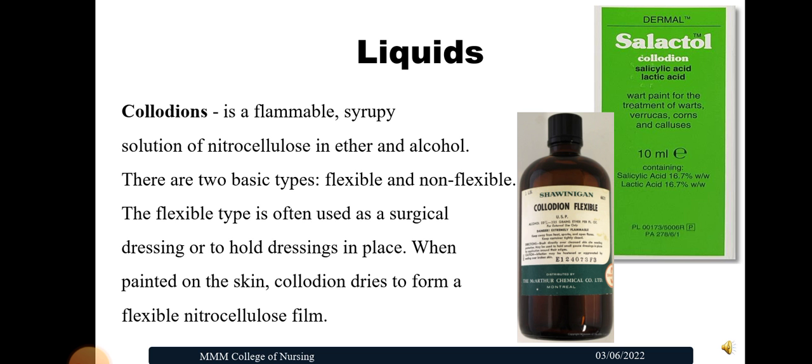Collodion. It is a flammable syrupy solution of nitrocellulose in ether and alcohol. There are two basic types, flexible and non-flexible. The flexible type is often used as a surgical dressing or to hold a dressing in place. When painted on the skin, collodion dries to form a flexible nitrocellulose film.